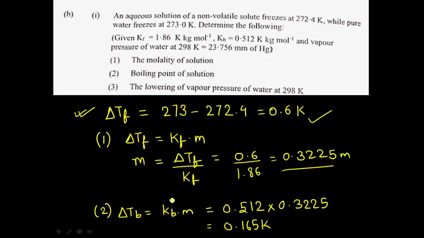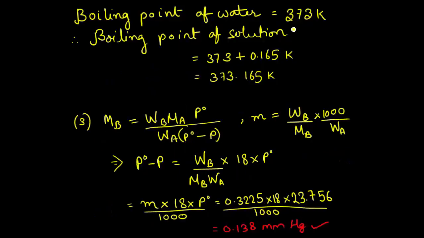The second question asks about the boiling point of solution. To get to the boiling point of solution, you first have to find the elevation of boiling point. The molality is found out just now, it's 0.3225, and the Kb value is given in the question. Put this, use your calculator, and you get to this. But this is not the answer. This is the elevation of boiling point, and we know the boiling point of water is 373 Kelvin. So the boiling point of the solution is found out by adding the elevation to the original boiling point of pure water, and this is the answer.